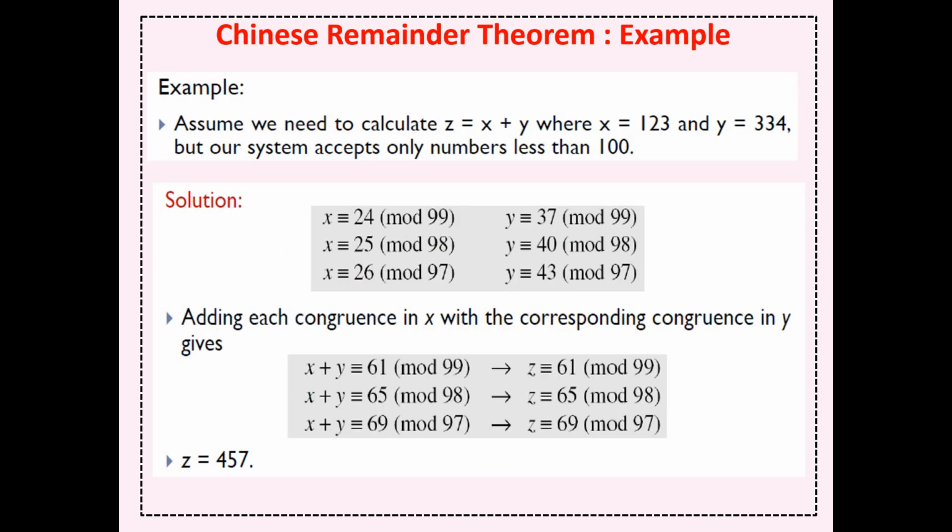Now this is another example. Assume that we need to calculate z is equal to x plus y, where x is equal to 123 and y is equal to 334. But our system accepts only numbers which are less than 100. So what will be the calculated value of z? The z is the final answer that we are getting.